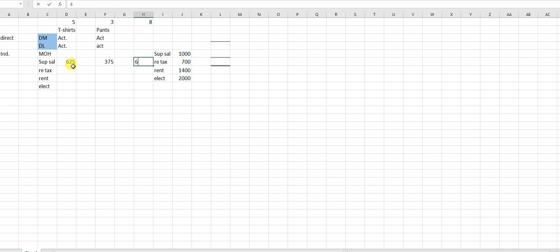Always double check. This should add up to 1,000, by the way. Okay, so that's just simple cost allocation.